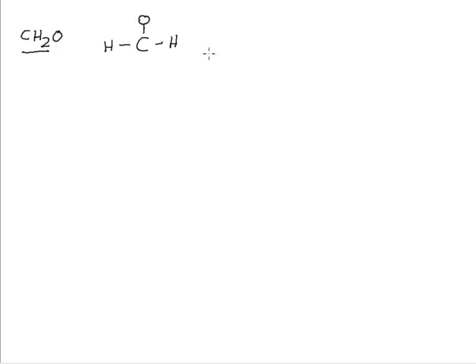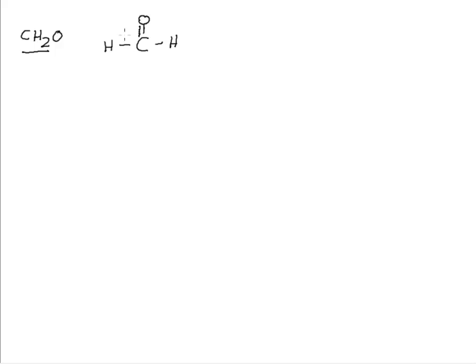And now we need to ask ourselves, is every atom satisfied? Well, the hydrogens have 1 bond. Carbon only has 3, it wants 4. The oxygen has 1, it wants 2. And so we can oblige both the carbon and the oxygen by adding a second bond, a CO double bond.